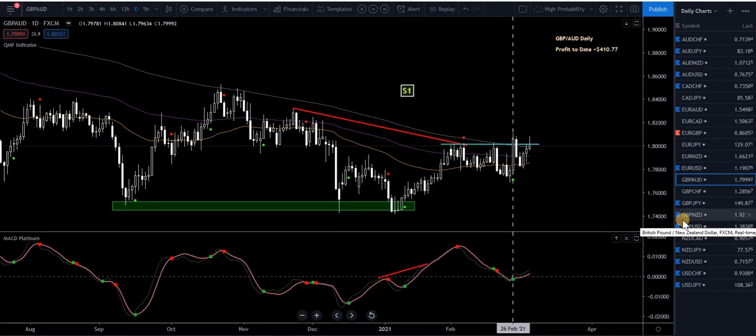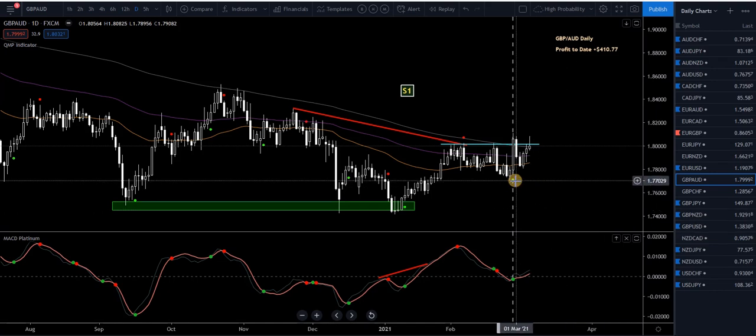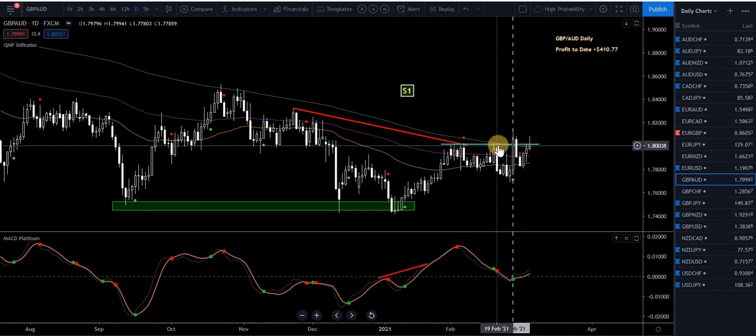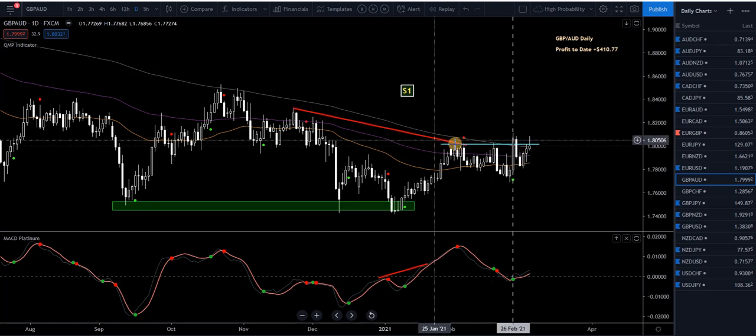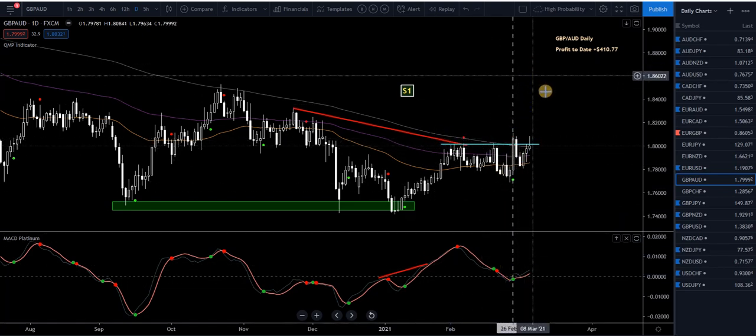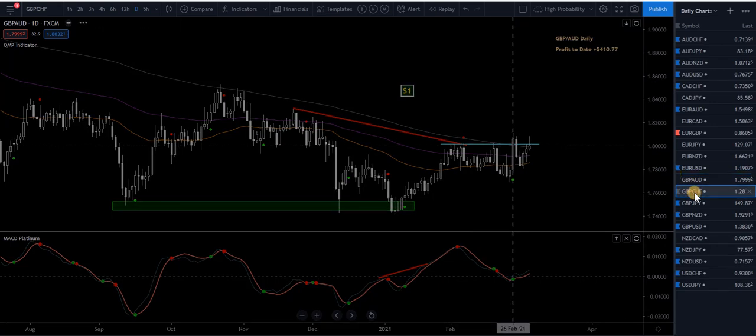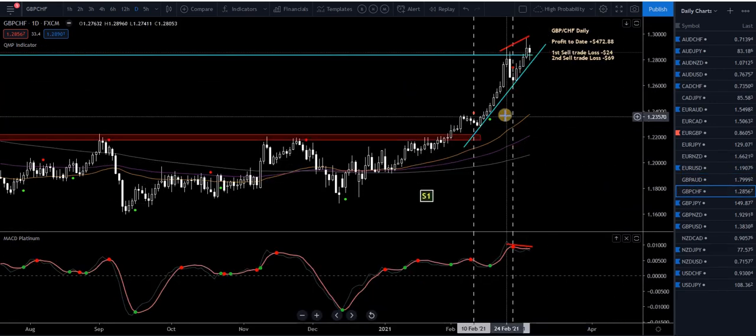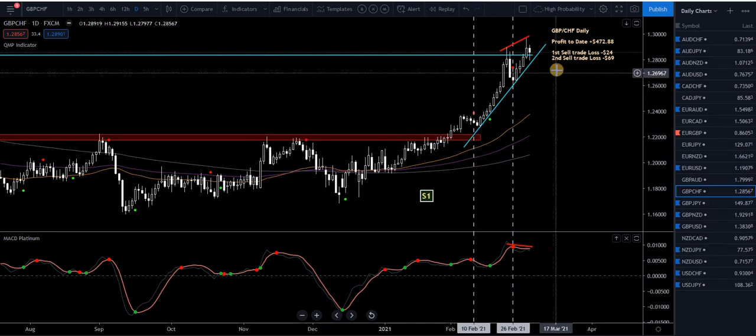Pound Aussie, no trades on at the moment. Last signal was this buy here. Didn't take it. It was just at this high and into the MAs. Back there was just below the zero level. Not worth the hassle. So no trade taken. Pound Swiss, no trade on.